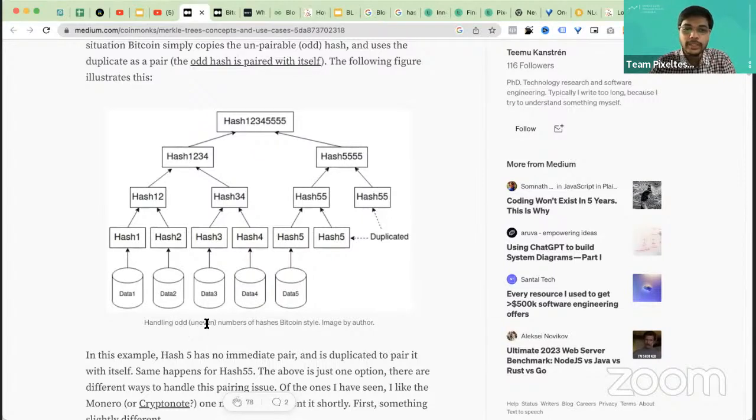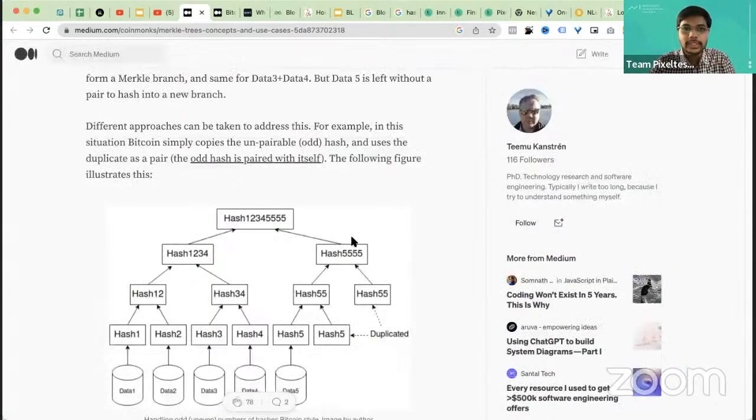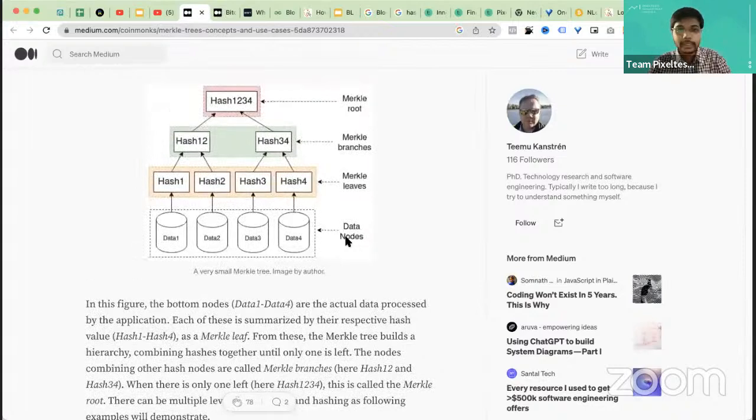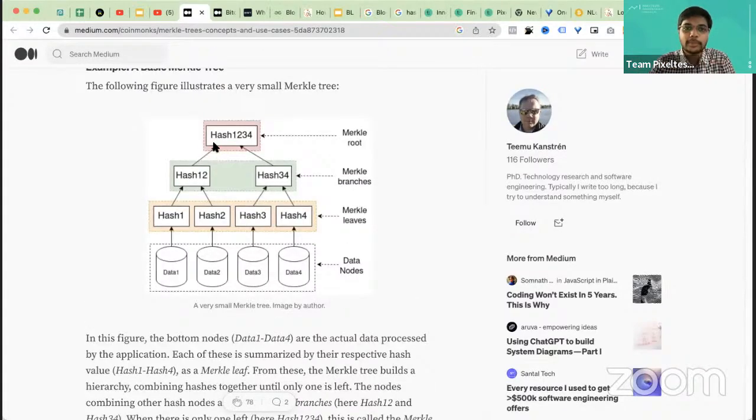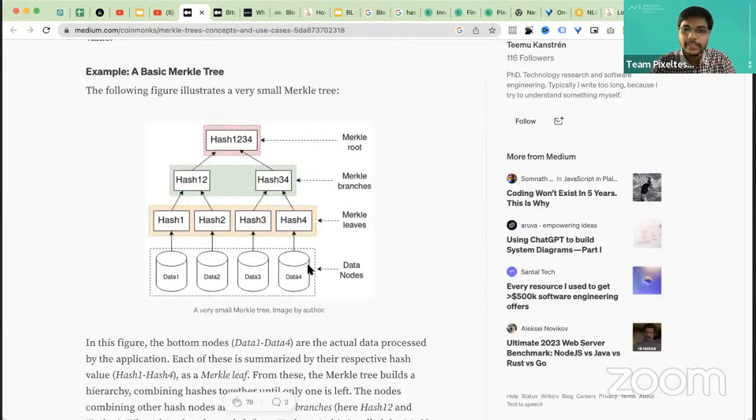So for example, if you have an odd or uneven number of hashes, then this is how you're going to work with it, where you duplicate whenever you find an odd number of hashes or transactions, right? So this is how we do it. Now each of the end transactions are called the nodes, and the hashes of each of these are called Merkle leaves, right? And because this is the Merkle root, whatever comes in between are the Merkle branches. So this is additional information if you are interested: the transactions, Merkle leaves, Merkle branches, and the Merkle root.